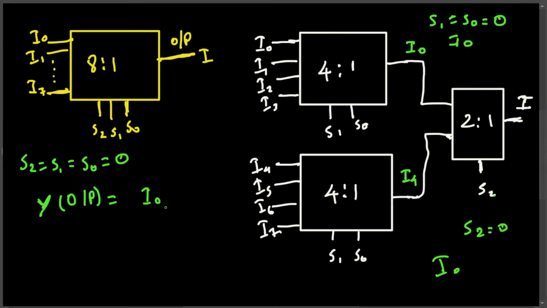So we are getting the exact same output as this. When S1, S0, S2 is 0, we are getting I0 as the output, and here exactly the same thing. So you can try all of this and you're going to get the exact same output as this one. You're going to get the same output here as well.